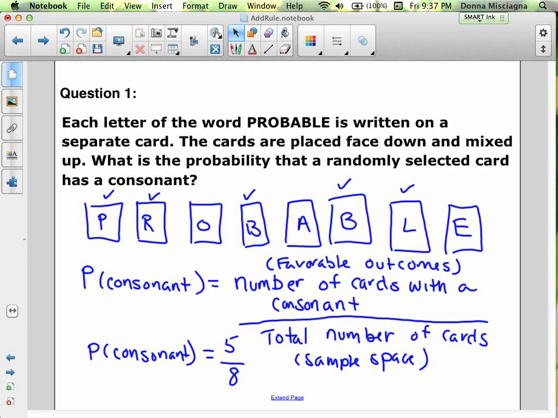So here, all of the cards were equally likely to occur, right? We have 8 cards. Any one of them we could pick just as likely as the other one, right? And so our favorable were the 5 that had the consonants, and the total were all the cards that there were.